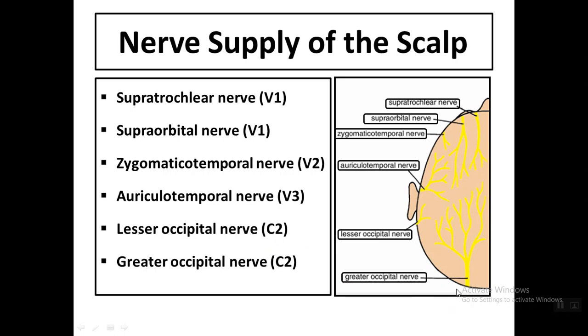And lastly, we have the greater occipital nerve. Also, it is a branch from the cervical nerves. The greater occipital nerve supplies the back of the scalp up to the vertex.